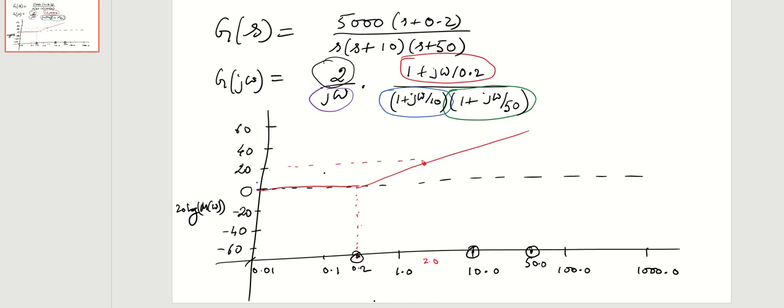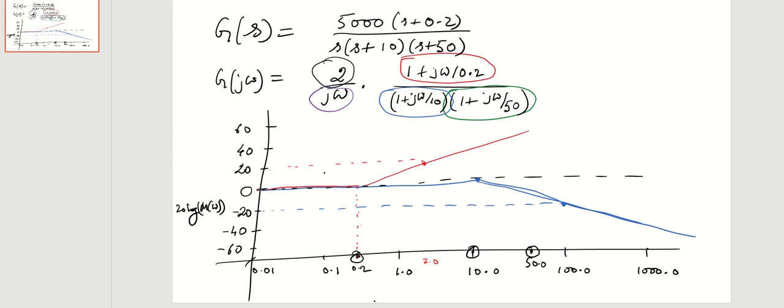For the blue one, similarly, we will have starting off in the low frequency asymptote, and it will take off from 10, but in the other direction. So at 100 it will be here at minus 20 dB. So the blue one comes in like this. Again, this is a straight line. So the second one.